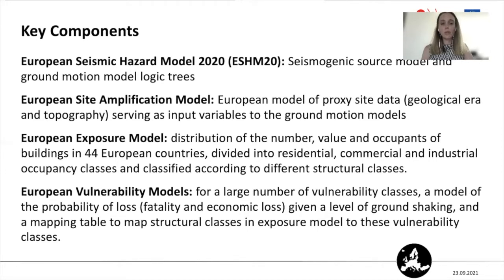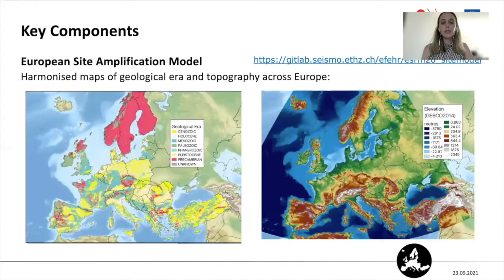We have an exposure model which tells us about the distribution of buildings in Europe in terms of the number of those buildings, their value and occupants. We divide the buildings into three main classes: residential, commercial, and industrial, but also in terms of their structural classes, so describing them in terms of the main attributes that influence their seismic performance. Then we have a set of European vulnerability models. Vulnerability models tell us about the probability of loss given ground shaking. And in our risk model, loss is described both in terms of loss of life, but also economic loss due to structural damage.